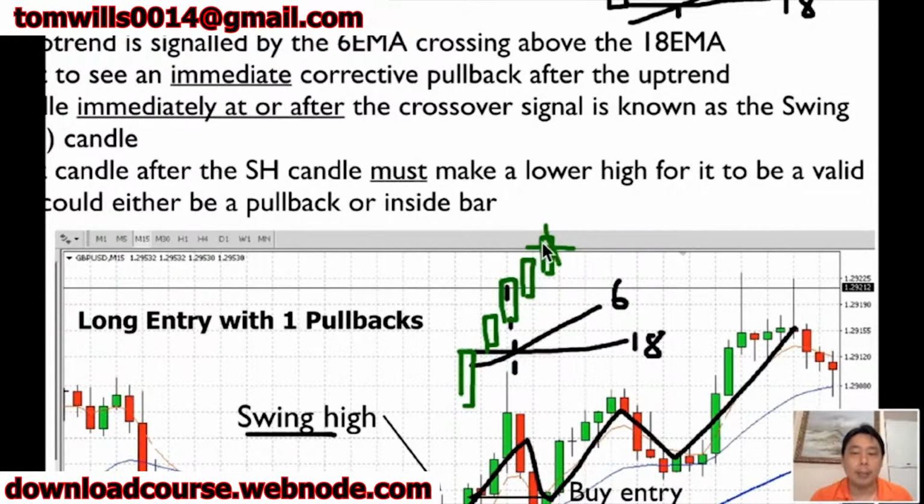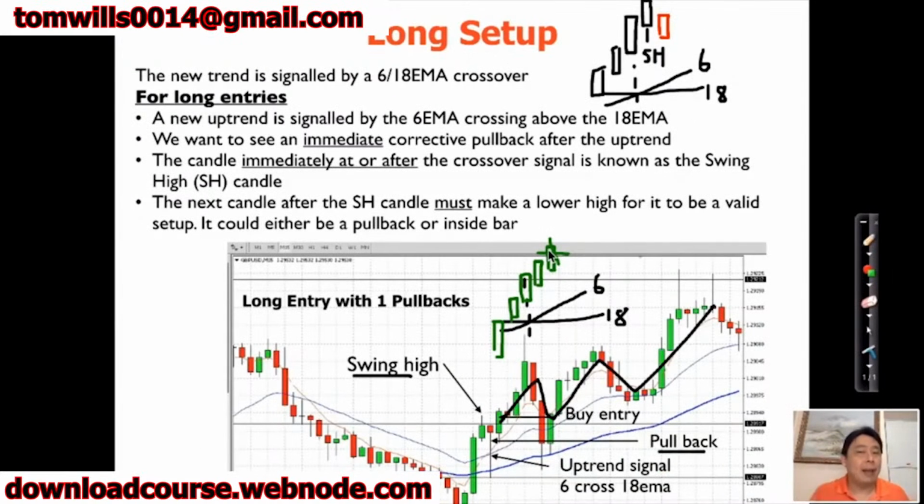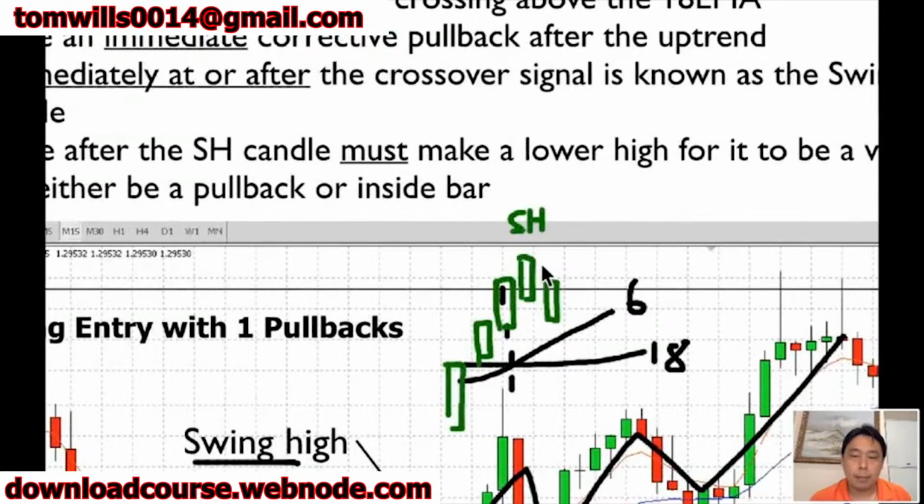So the moment the next candle makes a higher high, it's an invalid setup. So it's not a proper trade setup. We are not interested. We go on to the next setup. Make sense? Okay. So the next candle must make a lower high for it to be a valid setup, right? So it's going to go up, down, continue the trend, right?